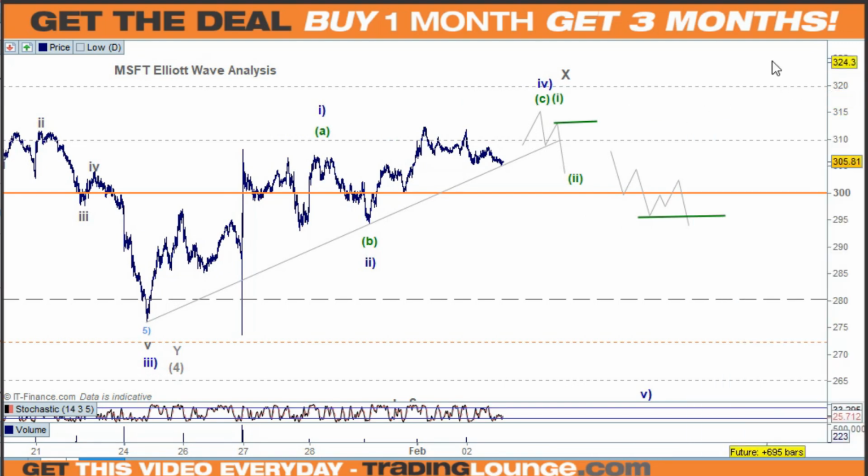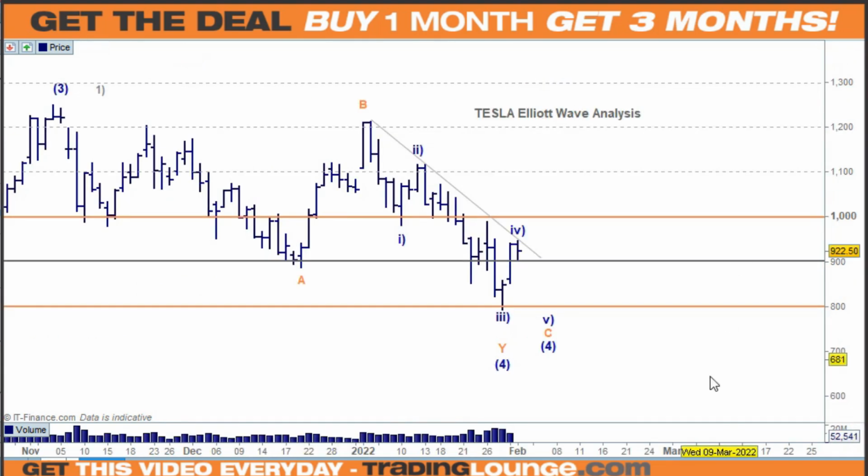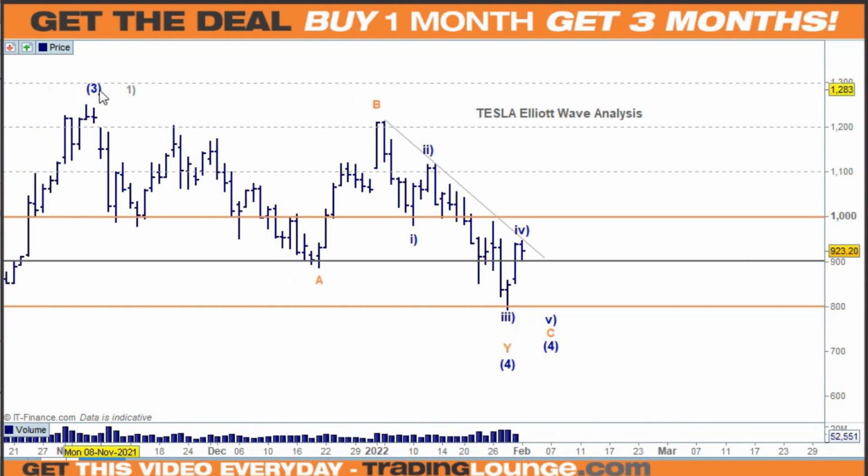Okay, so let's move on. So we just got to wait for Microsoft. And Tesla is also the same as well. We've got it as wave 3 up here, or wave 1, and we can look at this as an A wave, a B wave, and a C wave here, down to finish off here.